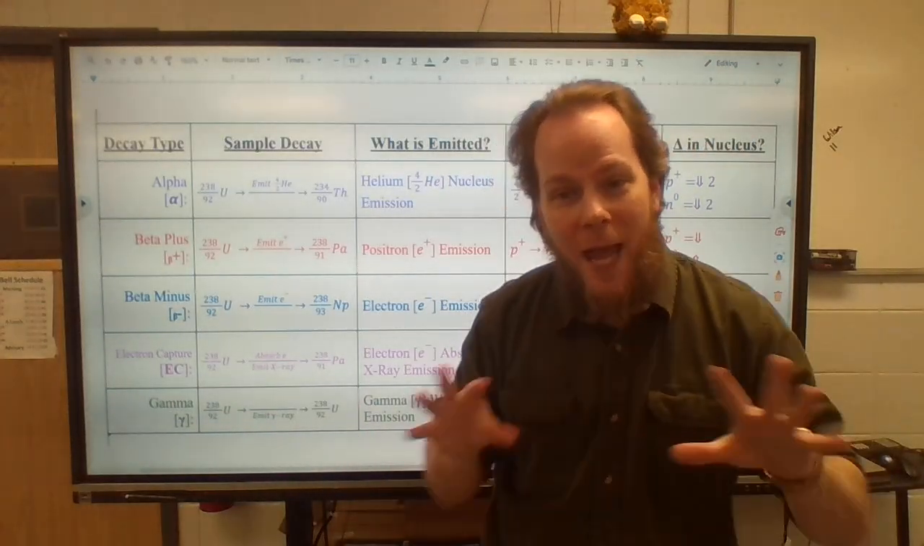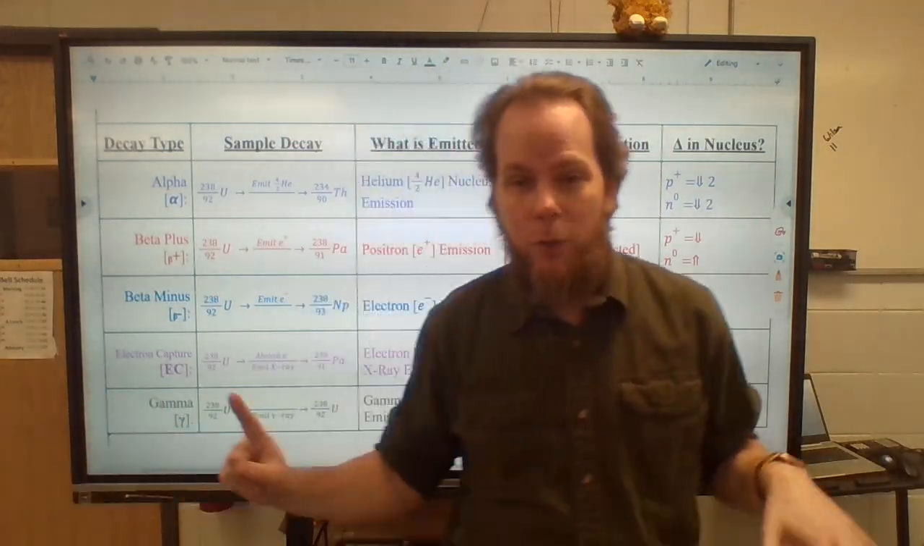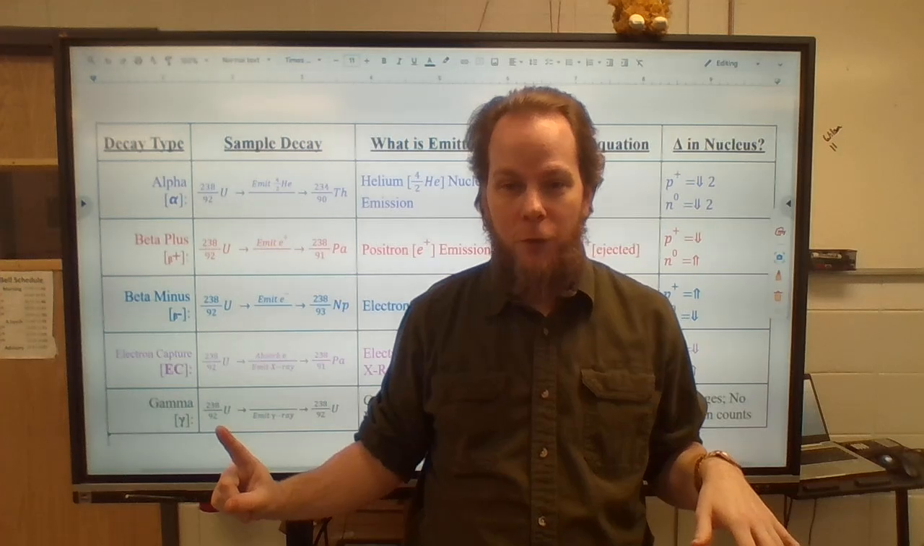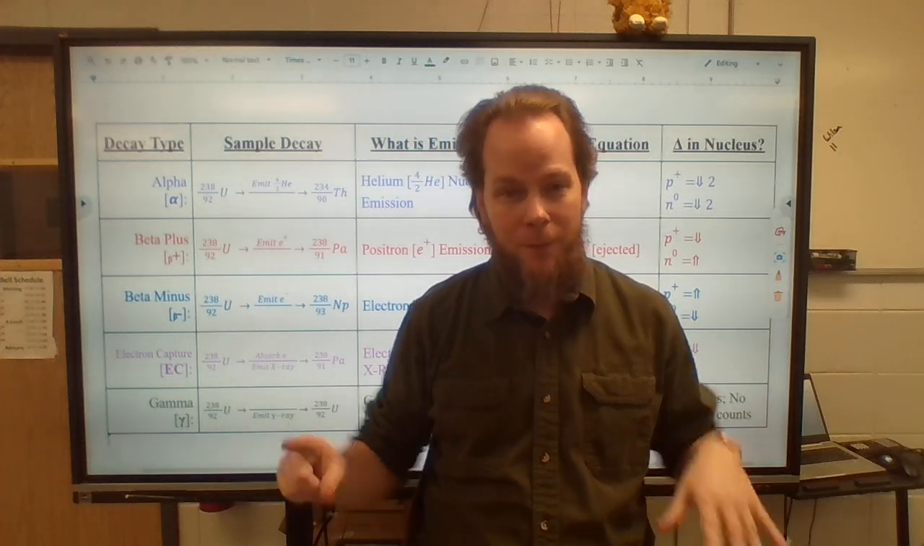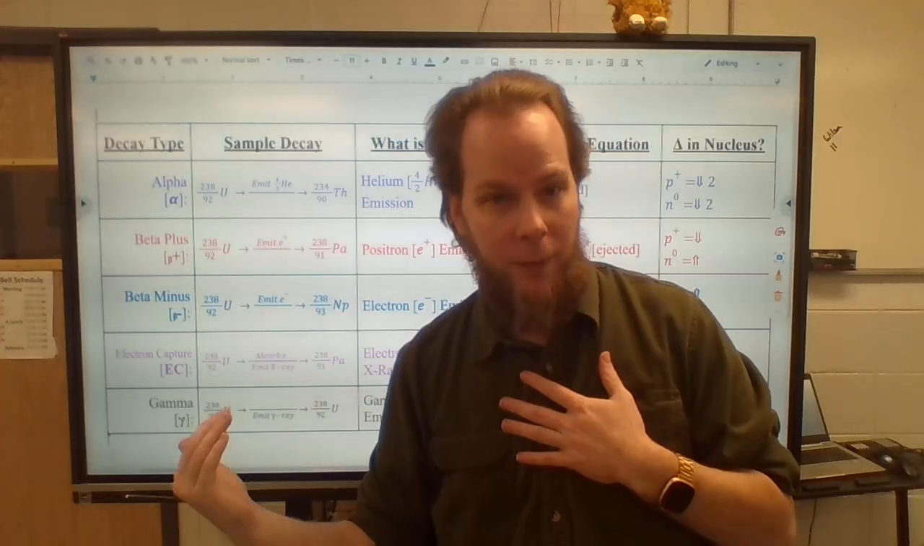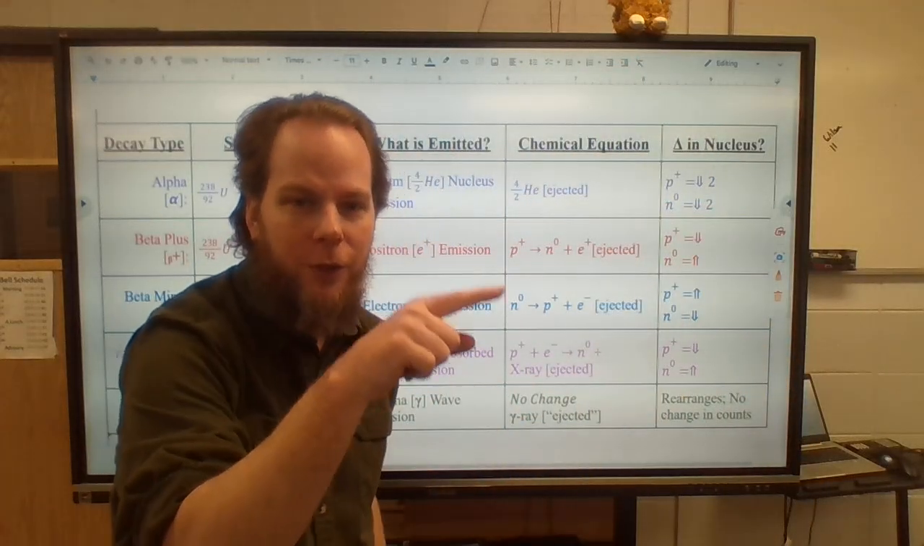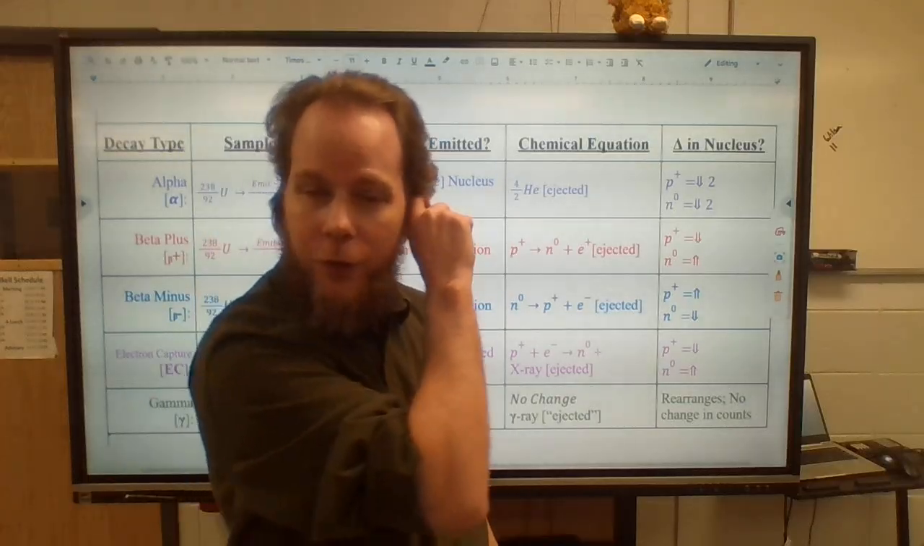In a gamma decay, nothing happens. There's no change. The nucleus doesn't change. It stays the same atom. This usually happens after several of these have happened. So, remember, we have protons turning into neutrons and neutrons turning into protons.